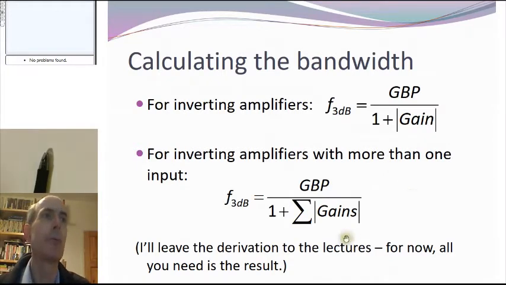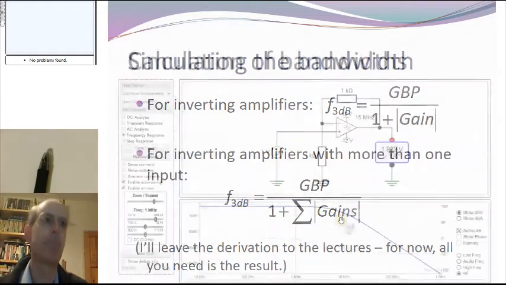summing amplifier, we have this formula for the 3 dB bandwidth. It's the gain bandwidth product of the op-amp, which hopefully you should already have measured from the non-inverting op-amp, divided by 1 plus the sum of the modulus of all of the gains. The derivation of that result is a little bit messy. Do have a look at the short introduction to op-amp amplifier bandwidths if you're interested in the details.